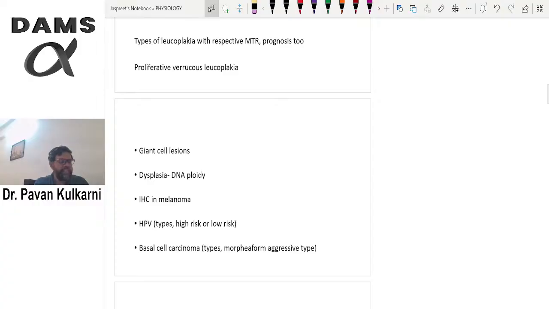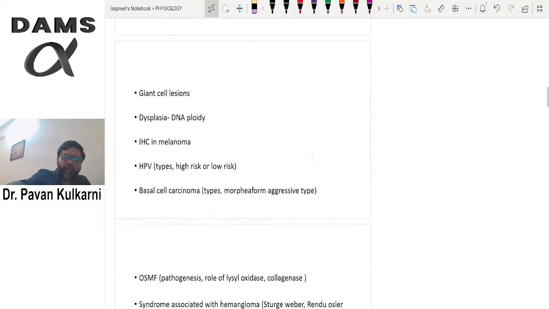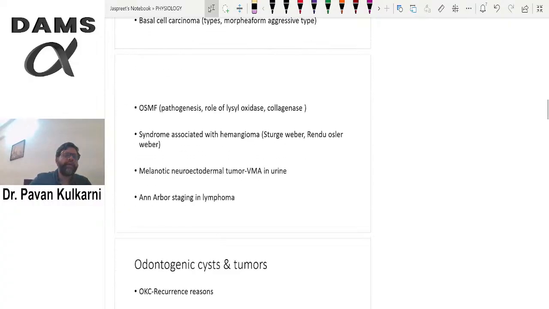Okay, so that's all the things we have covered, but I'm just giving you an overview of what you are supposed to know. Like OSMF, whenever it is asked in the INICET, usually the question revolves around the pathogenesis. You're supposed to know about the enzyme lysyl oxidase, what metal is associated with lysyl oxidase, what is the function of lysyl oxidase, what happens to the collagenase enzyme in OSMF. That is what you are supposed to know about OSMF.